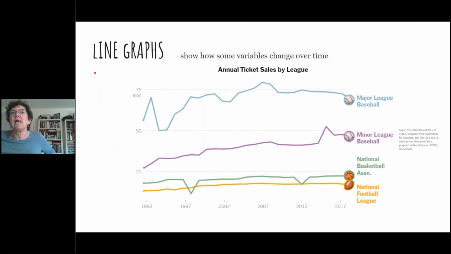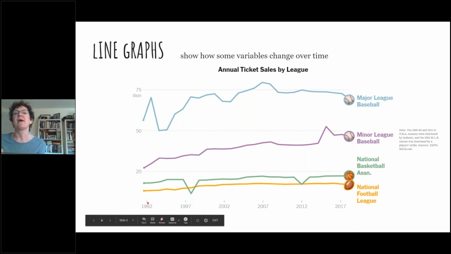These are line graphs, and they show how variables change over time. If you look down here at the x-axis, we see 1992, 1997. So this is giving us data points in 5-year increments. But we could guess that this is about 1993, this is about 1994, 95, 96.